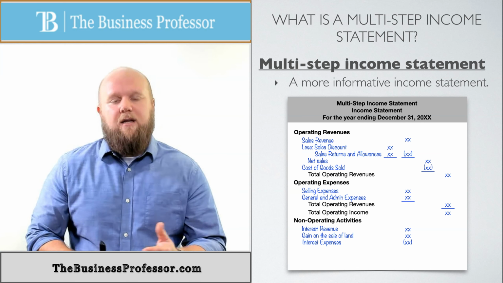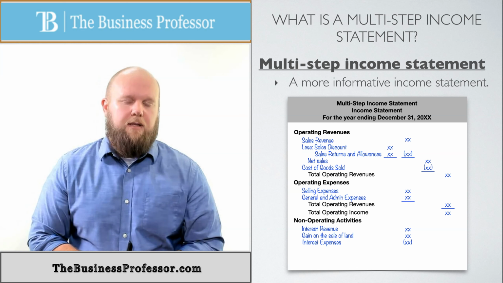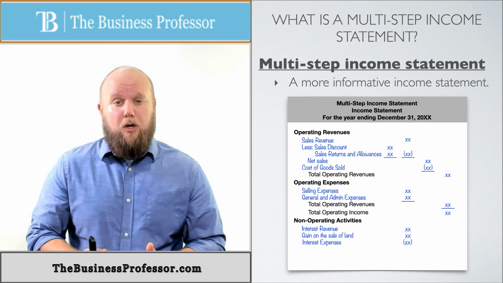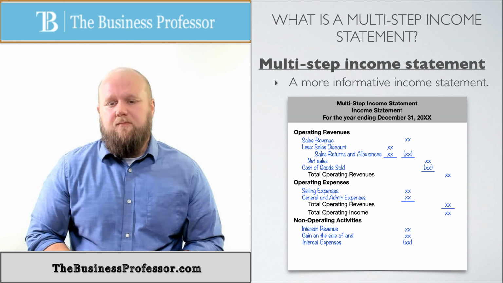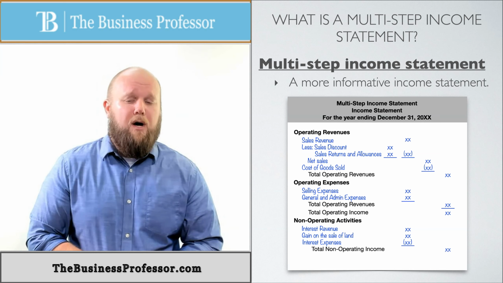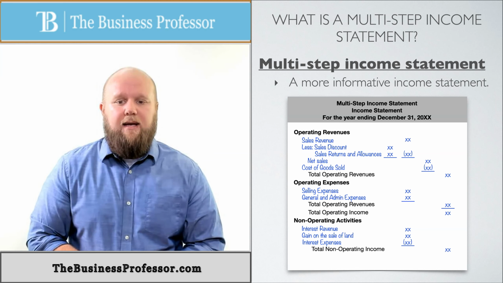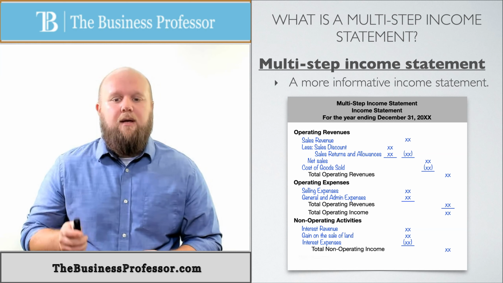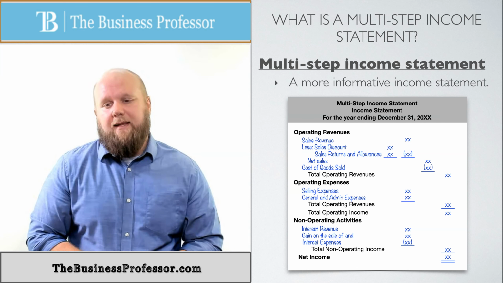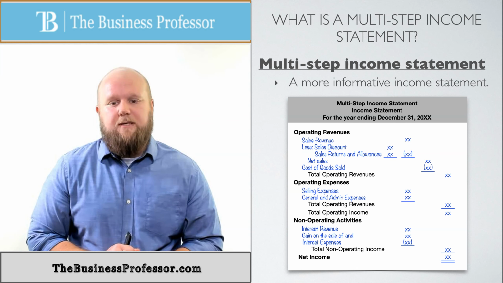And then you also have the gain on the sale of something. In this situation, we use the land. Or as you can imagine, you can have the loss on the sale of land or whatever that asset is, and that will be a negative. If you add all those up, that's going to give you your total non-operating income. And if you add your total operating income to your total non-operating income, that will give you your net income. And that is your bottom line figure for a multi-step income statement.